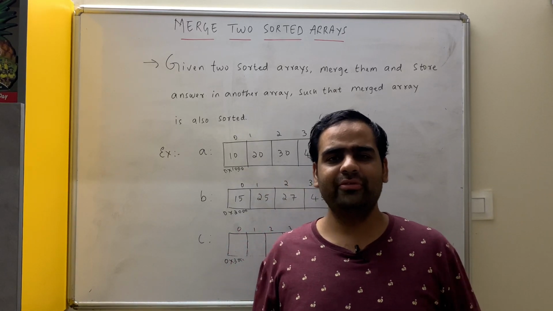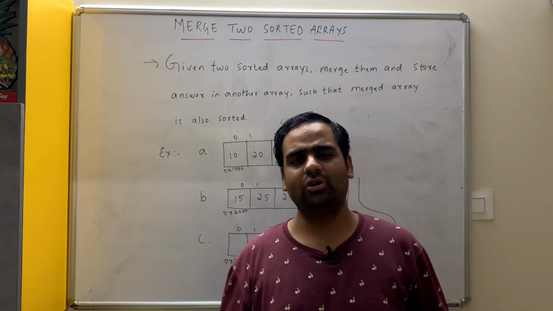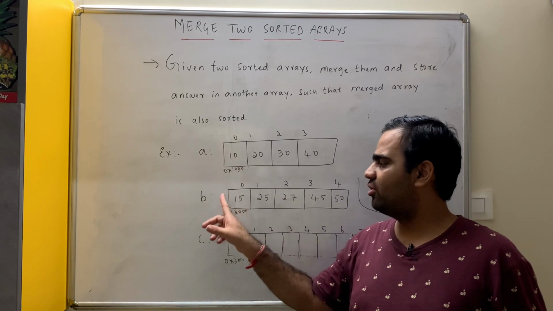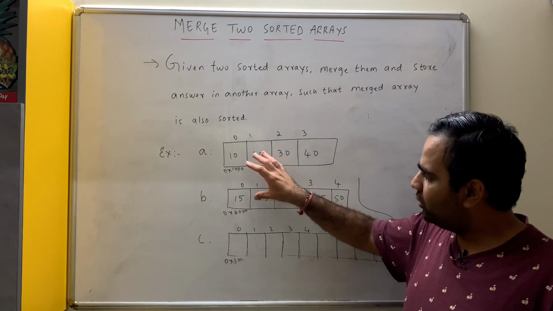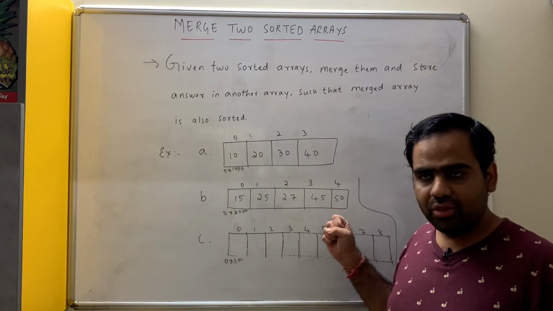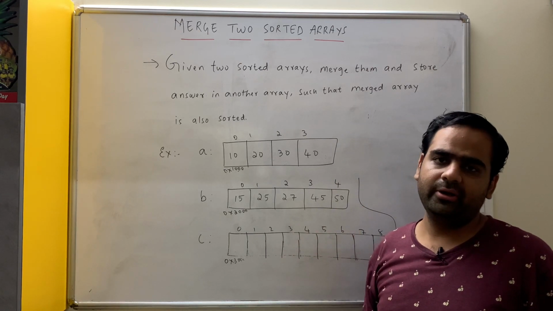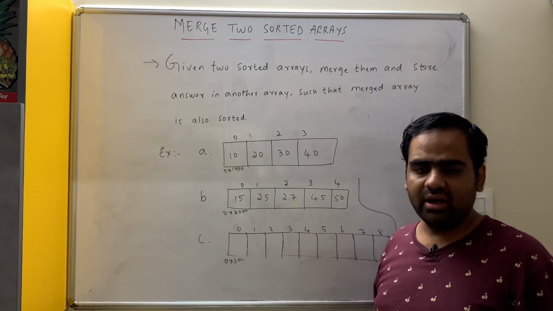In this video, we will see how do we merge two sorted arrays. Now we are given two sorted arrays, let us call them A and B. We need to combine these two sorted arrays so that the resultant array, or the merged array, is also sorted. And you should store the answer in another array.